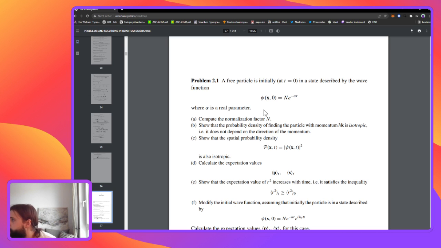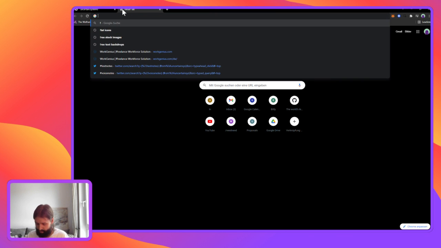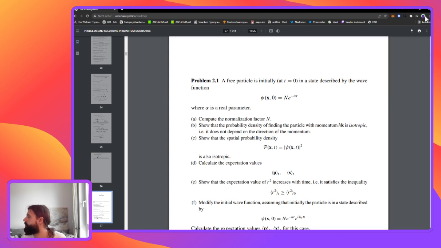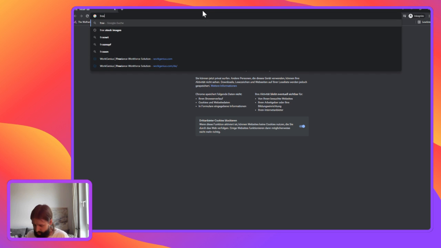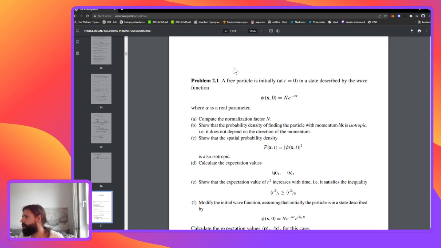Problem 2.1: a free particle is initially at T1. So we're talking free particle. And you know what, I should actually open up an incognito window. Okay, the initial state is described by this wave function. I hope the sound is coming through well. Alpha is a real parameter, and I guess R is the radius, the R observable, so it's whatever we're using for position.